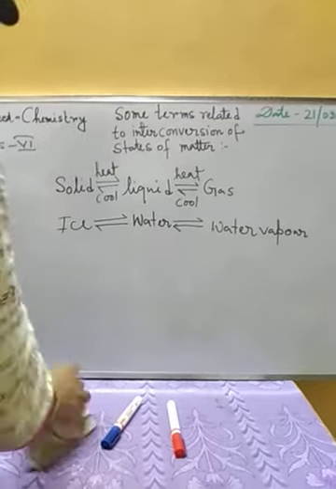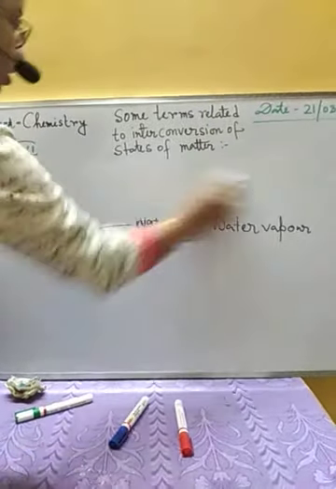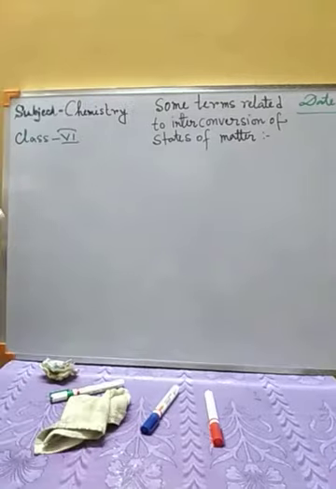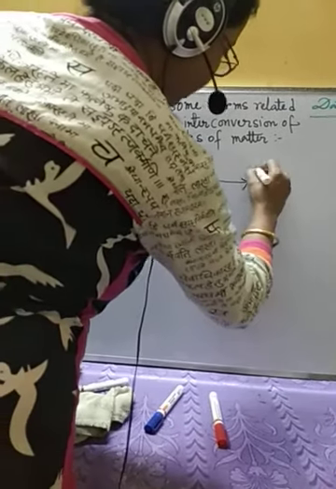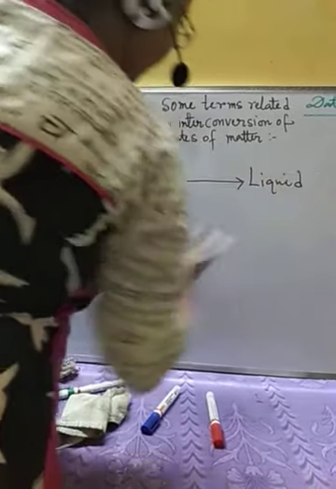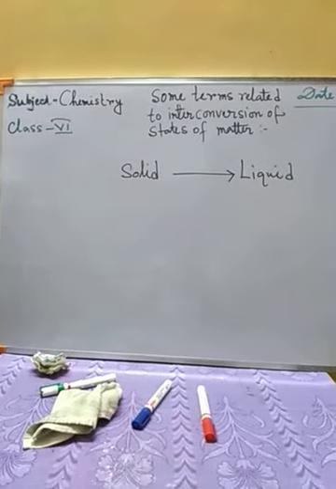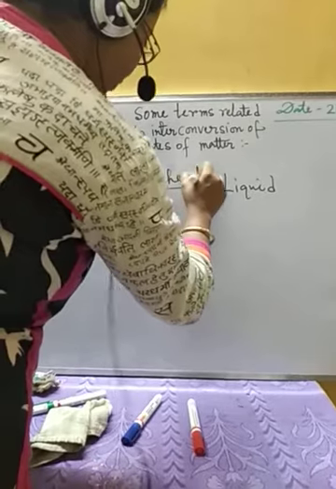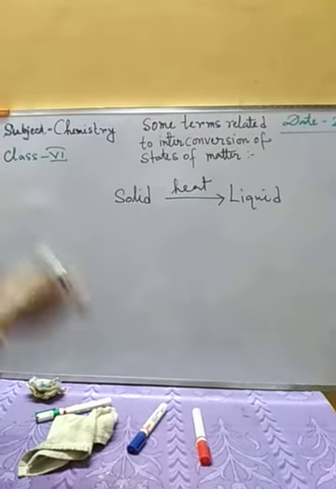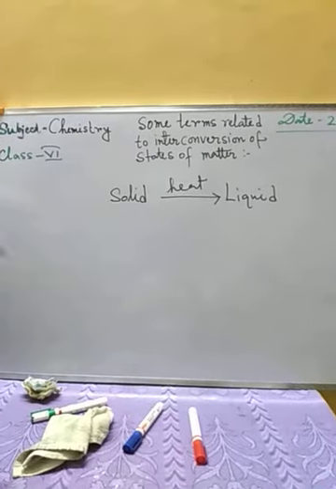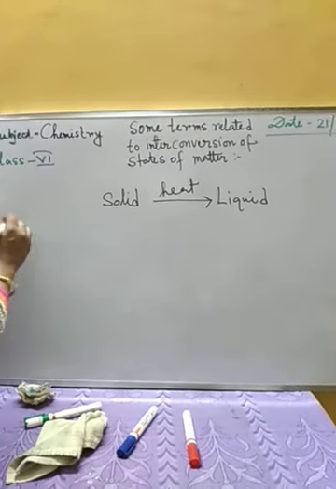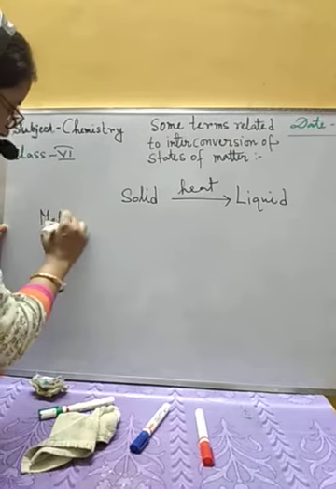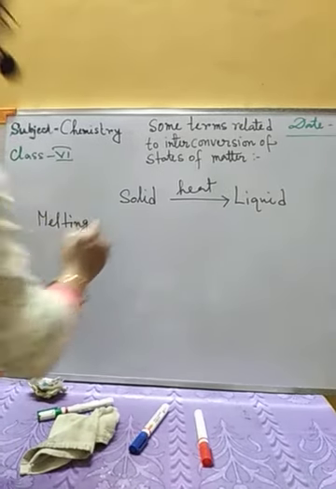Now one by one we are going to discuss this. First of all, from solid state to liquid state. That means from ice to water, if we want to get, then we have to heat this. We know that we need to heat ice, or if we keep ice in open, then from surrounding it will absorb heat and it can convert to water. Okay, so the name of the process is melting, or fusion.